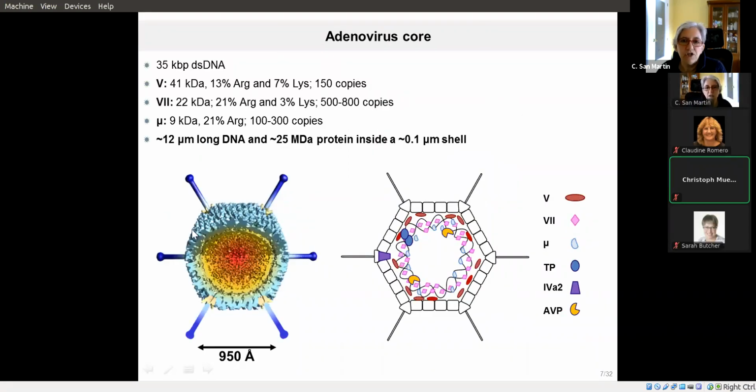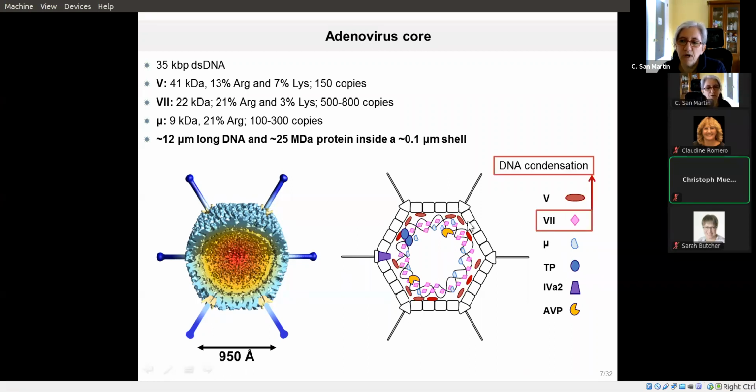Inside the icosahedral shell, we have what we call the adenovirus core. The core contains the double-stranded DNA genome and a large amount of virus-encoded proteins. These proteins have a large positive charge, and so it has long been assumed that the role here is to screen the negative charges of the DNA molecules so that the genome can be squeezed to be packaged inside the capsid.